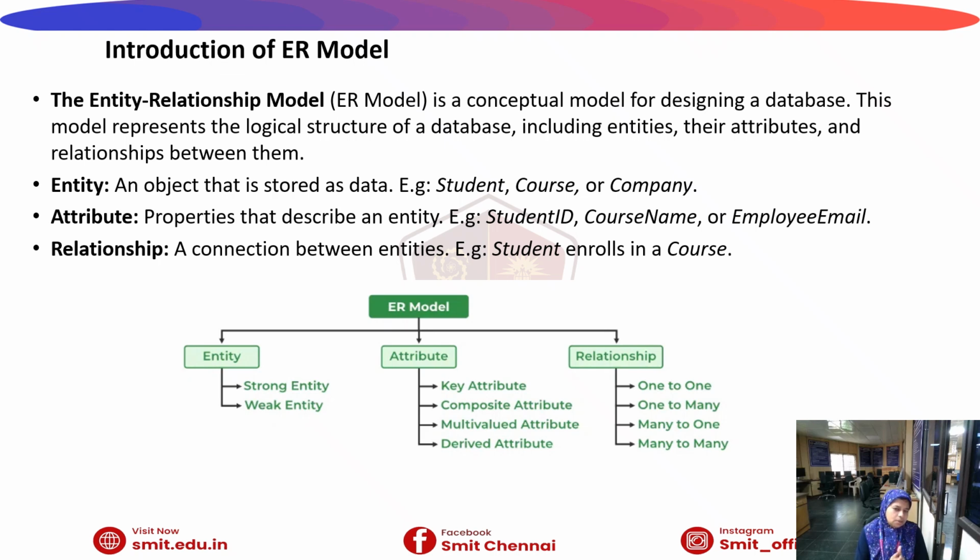This model represents the logical structure of a database with the entities. The second thing is attributes. Attributes are properties that describe the entity. For example, for a student: the student ID, the register number, the name, the father name. All these details are attributes. Then relationship shows how the entity and attributes are connected, a connection between the entities, such as student enrolled. So the small diagram shows the ER model: entity, attributes, relationship, and how they are connected through the diagram.